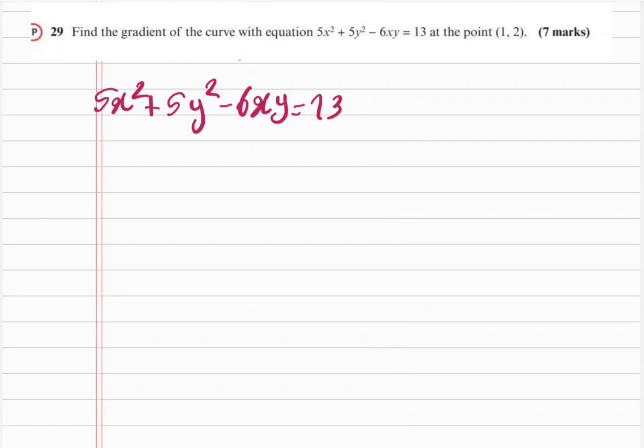Hi everyone, this video is on the mixed exercise 9 question 29. So we want to find the gradient of the curve with the following equation at the point (1, 2).